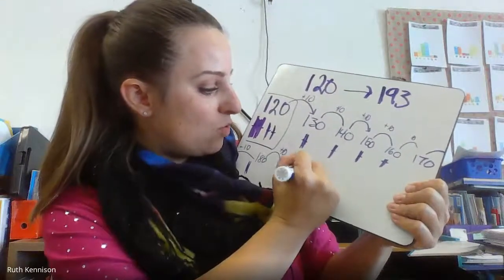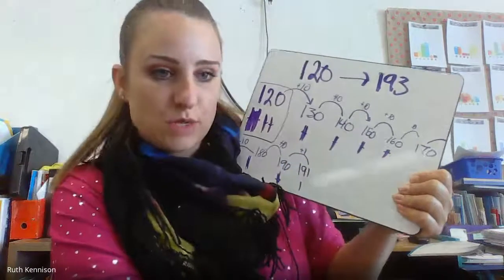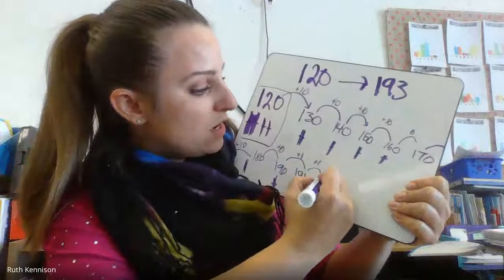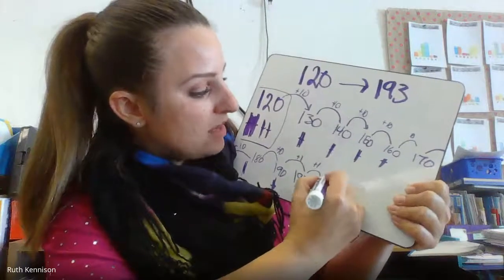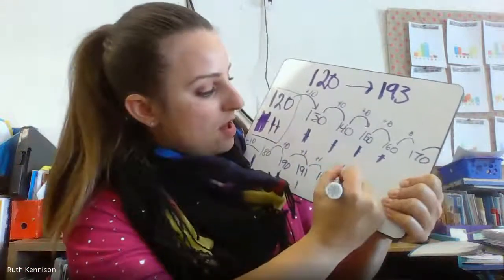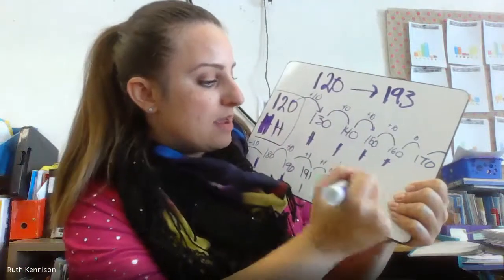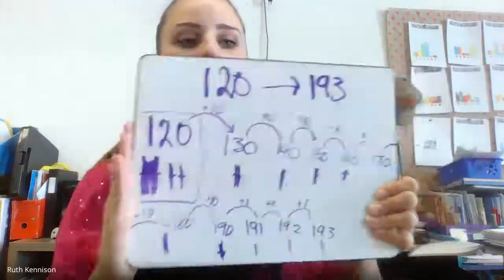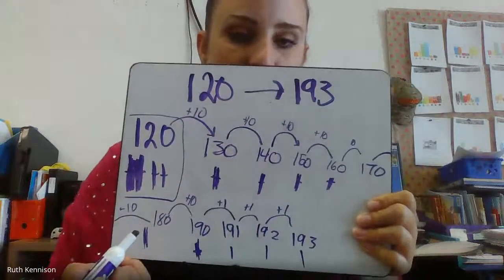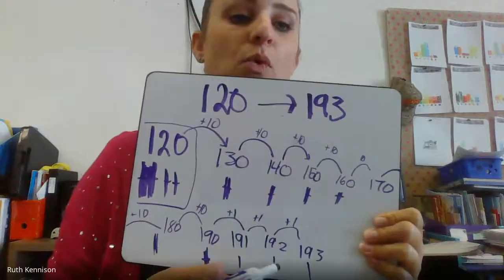I'm going to count by ones. That gets me to 191, and I do a little 1. I need to keep going. One more, 192, almost there. One more. Whew. 193. Oh my goodness. So first we counted by tens to get us to 190, and then we counted by ones.